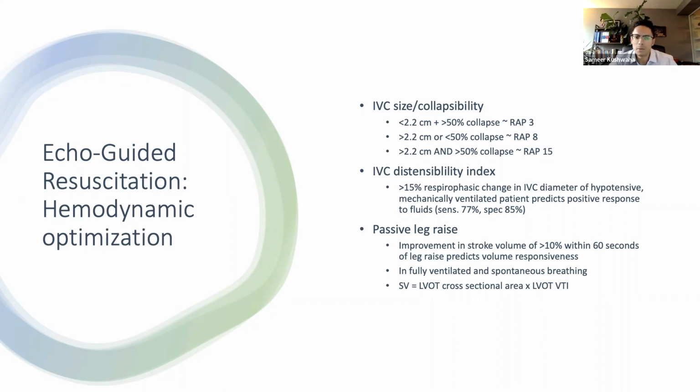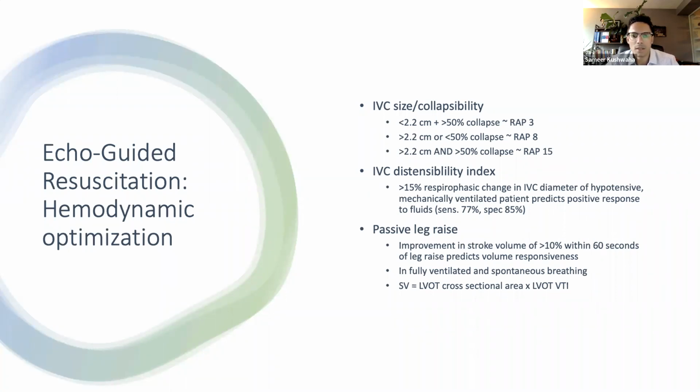And this has been proposed for patients who are mechanically ventilated and is used to predict whether or not they'll be fluid responsive. It had reasonable sensitivity and specificity in the one study that I looked at, but of course the studies that have looked at this have all been fairly small and it hasn't been extremely rigorously studied or validated in all populations.